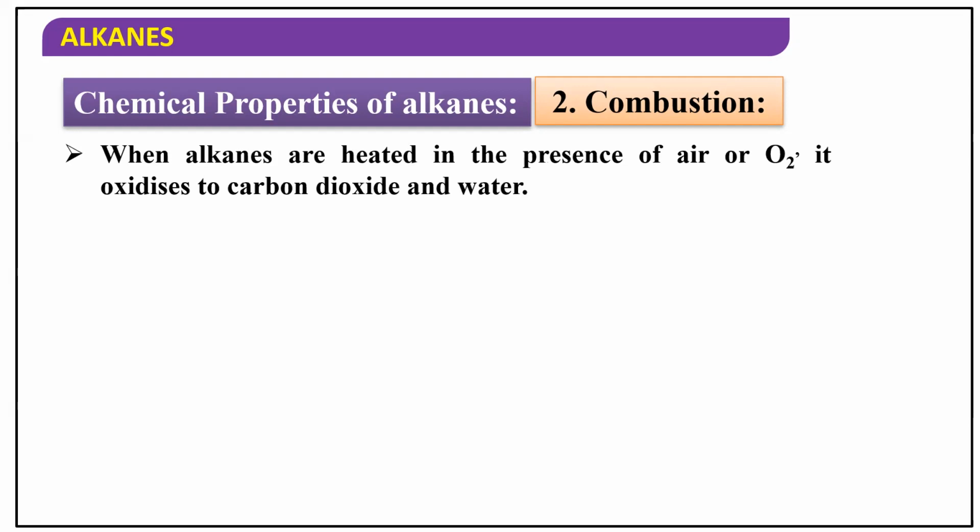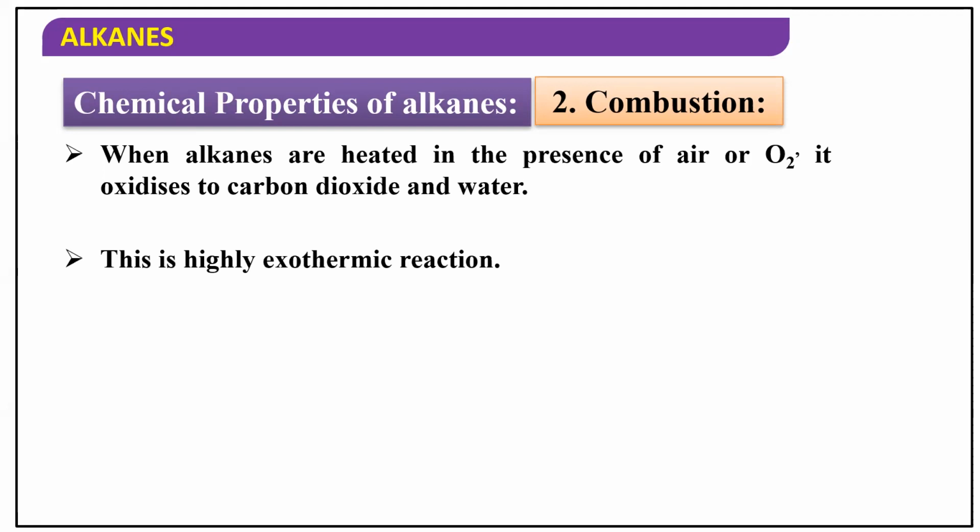When alkanes are heated in the presence of air or oxygen, they oxidize to carbon dioxide and water. We know alkanes are hydrocarbons, which means I have carbon and I have hydrogen. When alkanes are heated in the presence of oxygen, all the carbons in the alkane get converted to carbon dioxide, and all the hydrogens are converted to water. So this is what happens during combustion of alkanes.